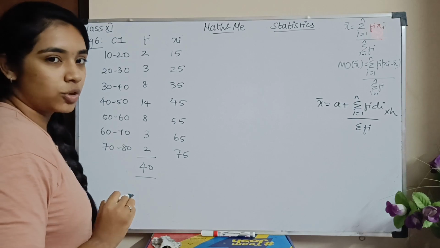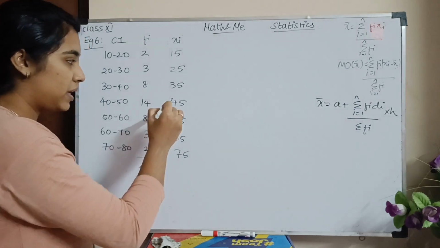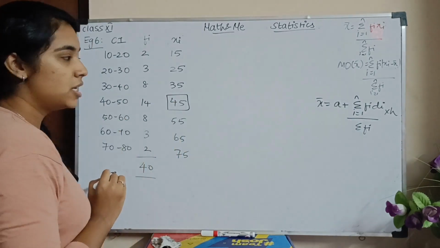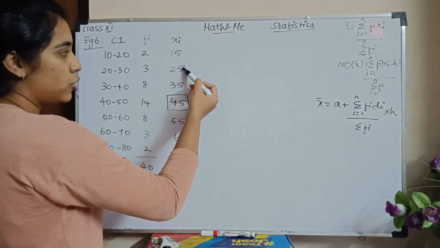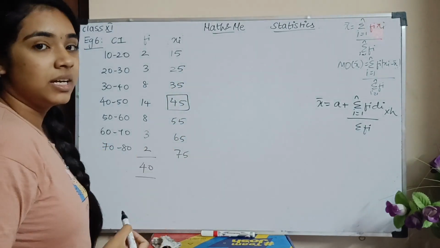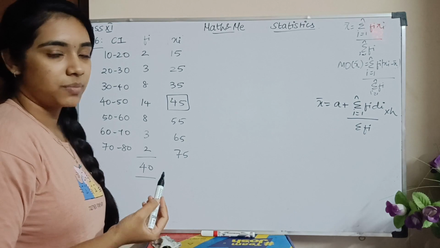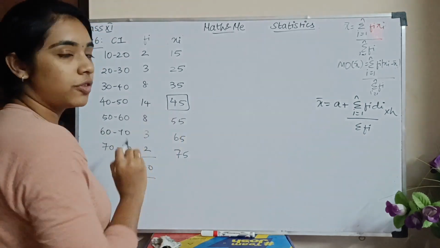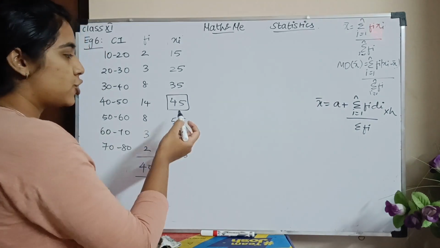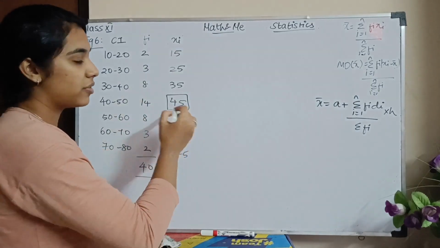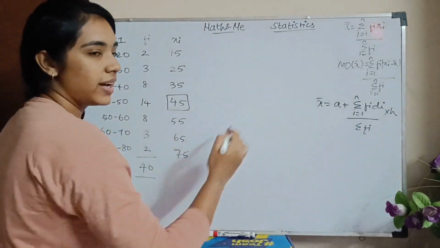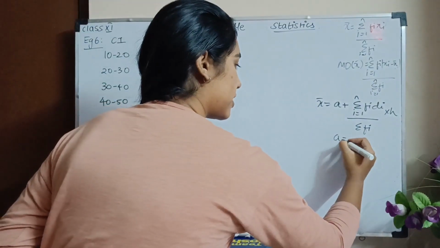What did we see previously? In the previous method we saw the mean to be 45. You remember? So what is your assumed mean here? You have 1, 2, 3, 4, 5, 6, 7 data, 7 observations. So what is your middle value? 45. So you're going to assume that your assumed mean is the middle value of the given data, which is 45. So the a value is going to be 45.